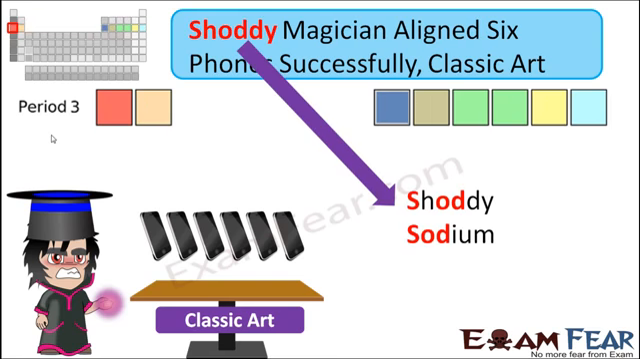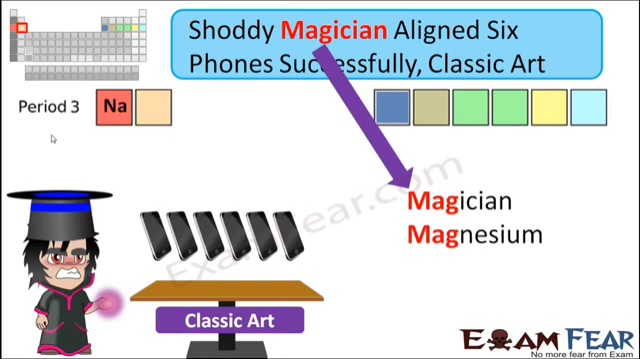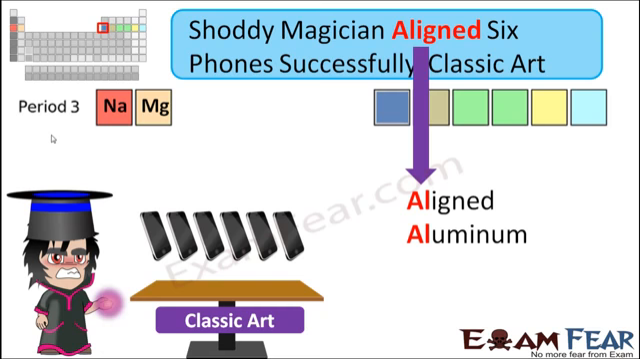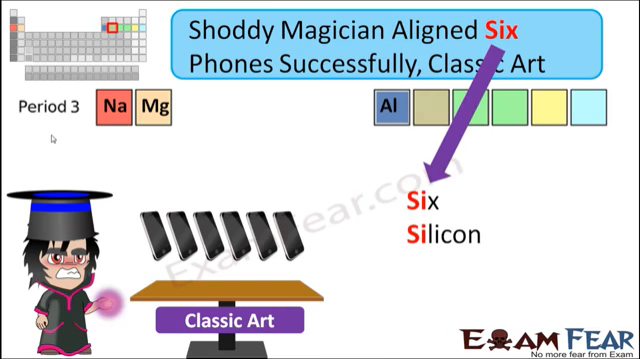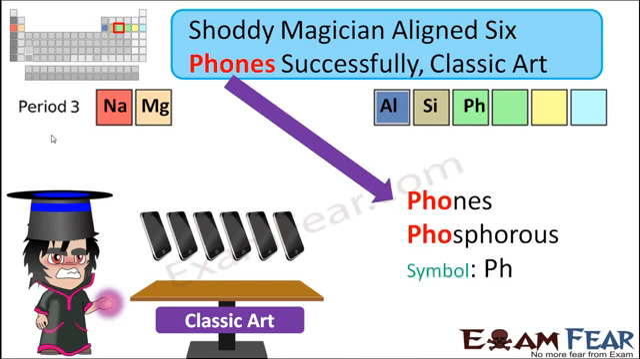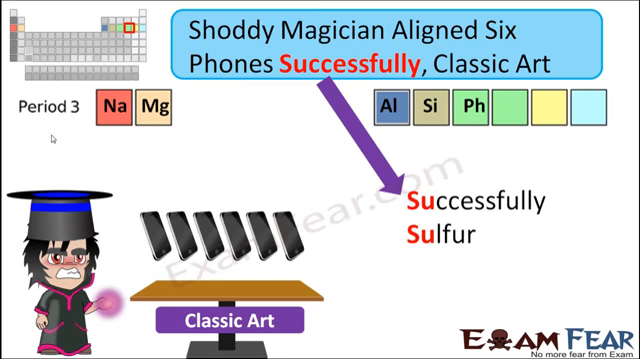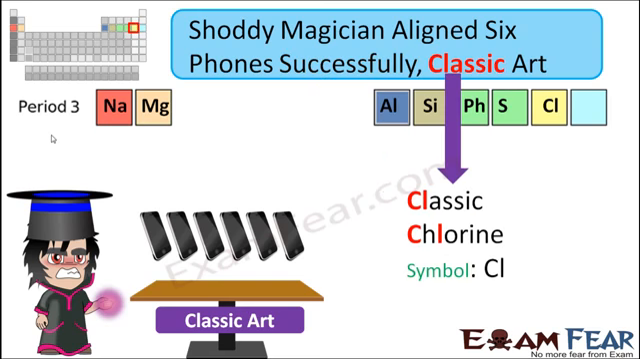So, here Saudi reminds of sodium with symbol Na. Magician reminds of magnesium. So mag in magician, mag in magnesium. So that's magnesium. Aligned reminds of aluminium. 6 is silicon. So 6, silicon. Phones reminds of phosphorus. Successfully reminds of sulfur. Su in successfully, Su in sulfur. So successfully reminds of sulfur. Classic reminds of chlorine. So chlorine, classic, similar.